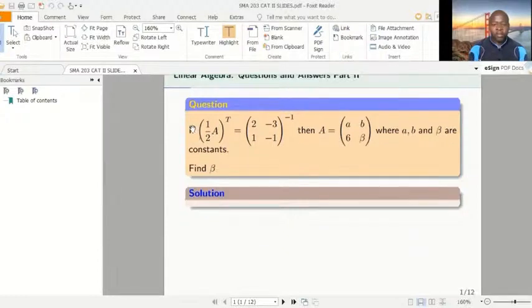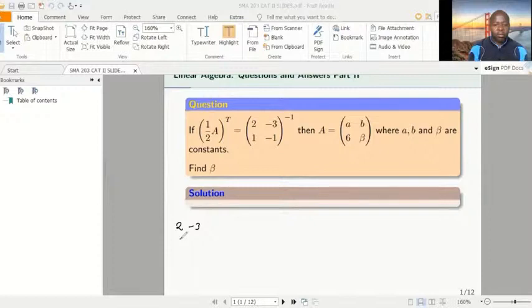The first question says that if the transpose of a half of A equals the inverse of this matrix, then find A, and specifically we just need to find what beta is. So that means you must first find the matrix A and then identify beta. Let's do that. We'll begin on the right hand side to get the inverse of [[2, -3], [1, -1]].